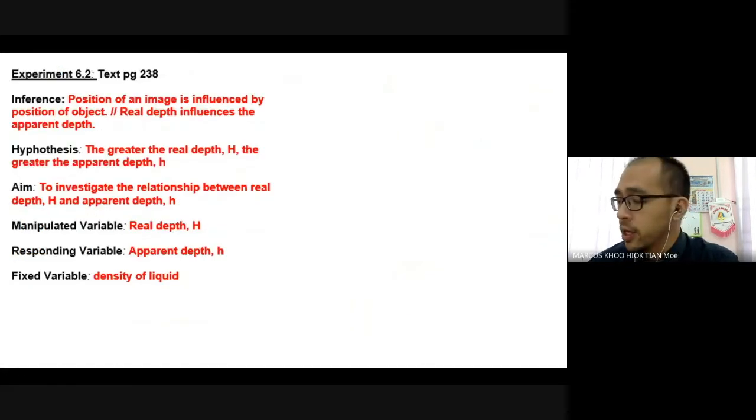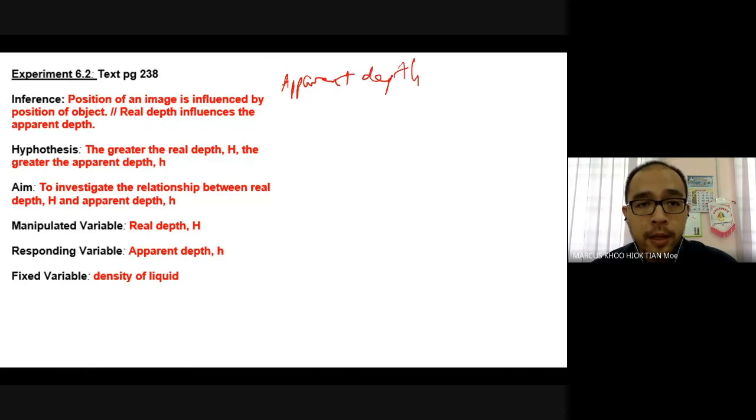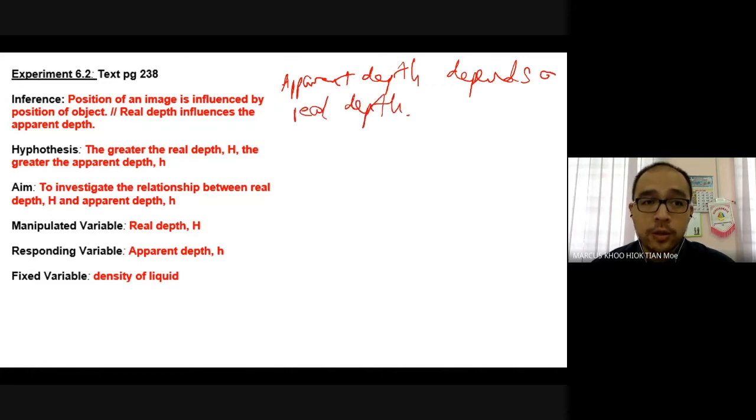So for this experiment, you can copy this down if you want. The inference is the position of the image, or the real depth, influences the apparent depth. Or you can also say, since we want to say depends on, apparent depth depends on real depth. The hypothesis will be: the greater the real depth, the greater the apparent depth.